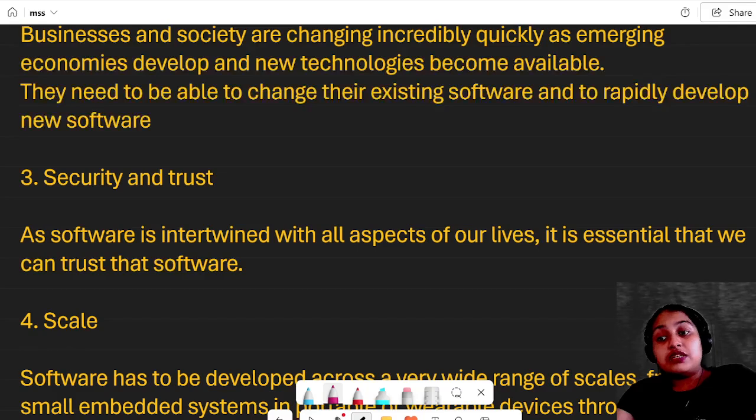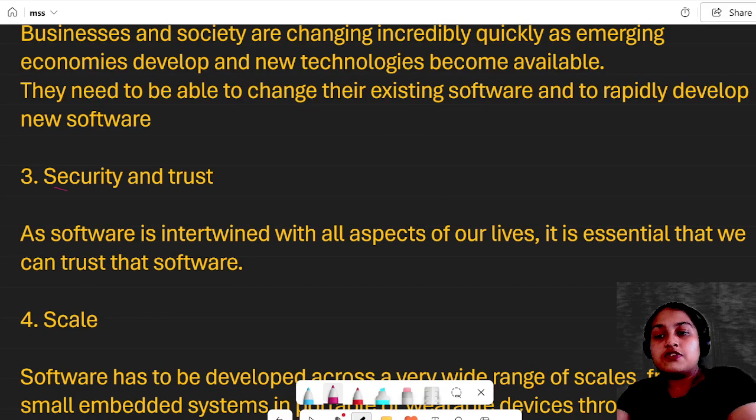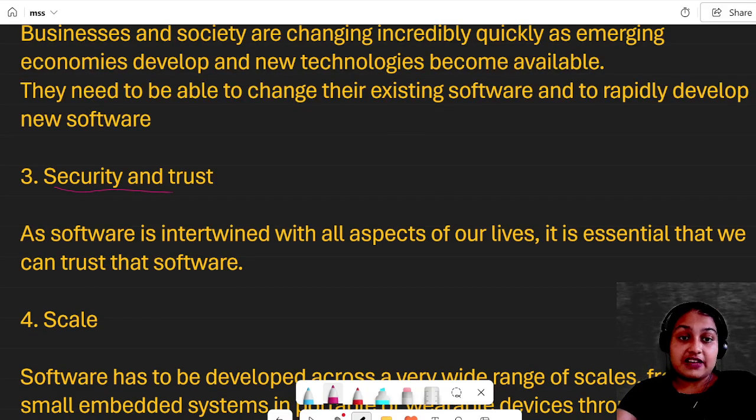And then comes security and trust. So this software is intertwined with all the aspects of our life. So if there is any issue with our trust in the software, and if some malicious users get inside, then security and trust are of course different, because security is when someone tries to get inside. It's about protection. Okay, both are related to protection. As software is intertwined with all aspects of life, trust is developed if we get proper security, right?